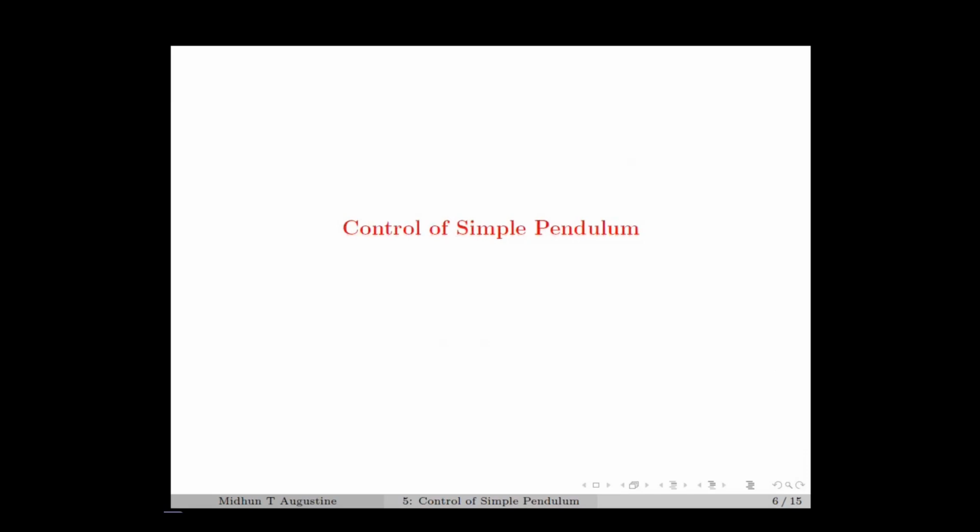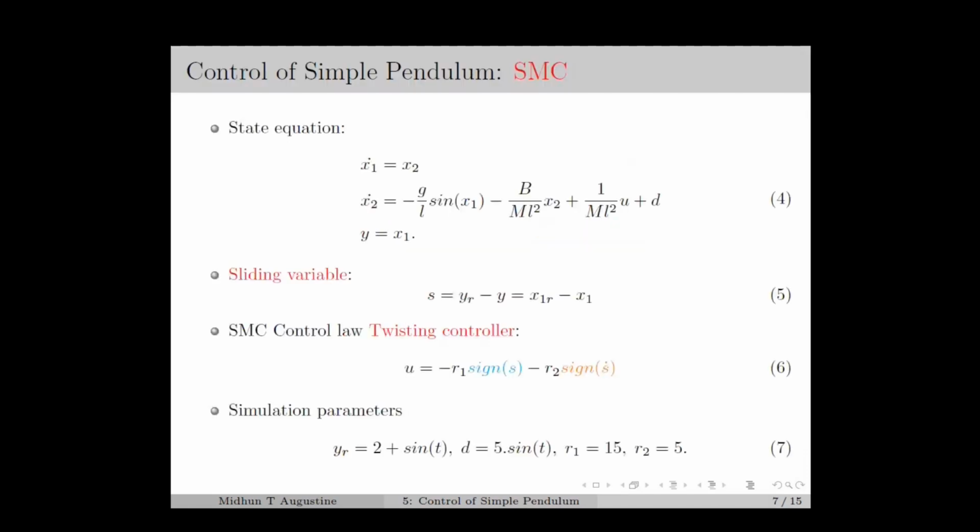Next, we move on to the control of simple pendulum. We start with the sliding mode control or SMC approach, in which we use the state equation of the simple pendulum as in equation number 4, and the sliding variable is chosen as a function of the output error. So S is equal to YR minus Y, where YR is the output reference and Y is the actual output.